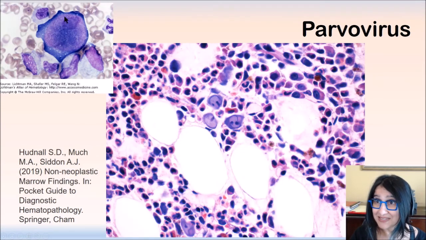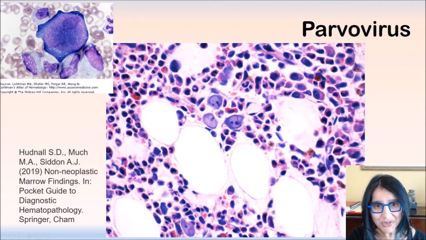So what happens is these erythroid lineage cells get affected preferentially, and you can see that. You can see these viral inclusions within these erythroid cells. You can actually see one down here as well. So this is classic for parvovirus. What do you think would happen then?